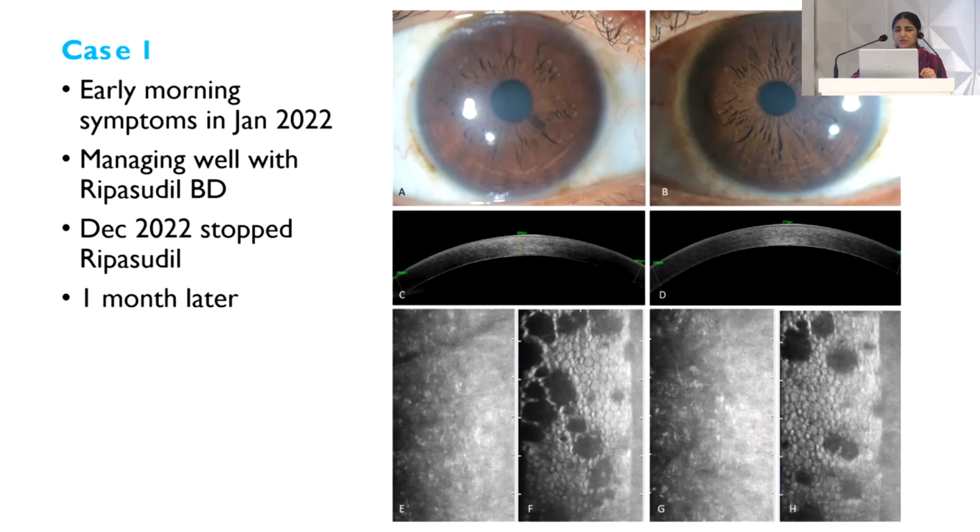This was a patient who came in January 2022, and she was already using ripasudil twice per day. She was quite fine with that. And in December 2022, she stopped using ripasudil altogether. These are the OCT images and the specular images. E and G are from the center of the cornea of the right and left eye respectively, and F and H are from the superior part of the cornea. You can see the endothelial morphology in F and H, but in the center, as is well known with Fuchs, we are not able to capture the endothelial cells. So she was quite okay with that.